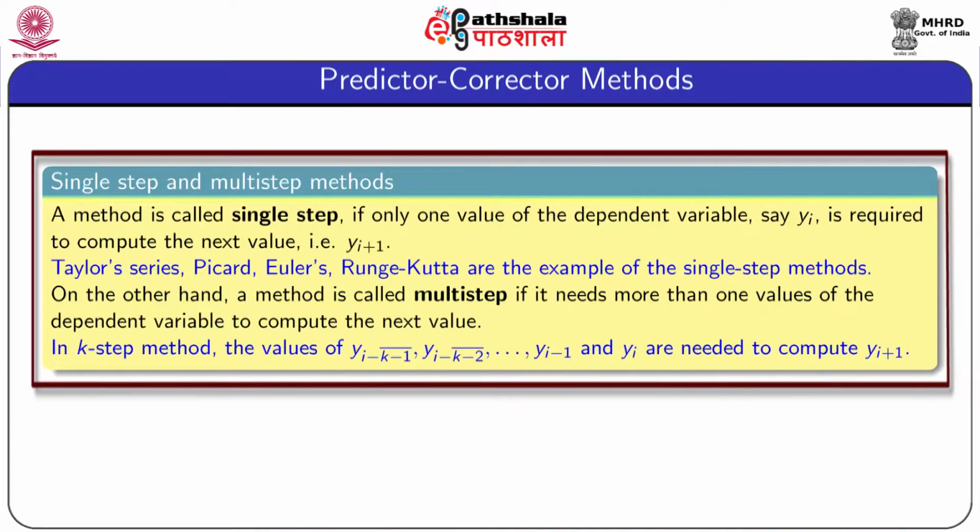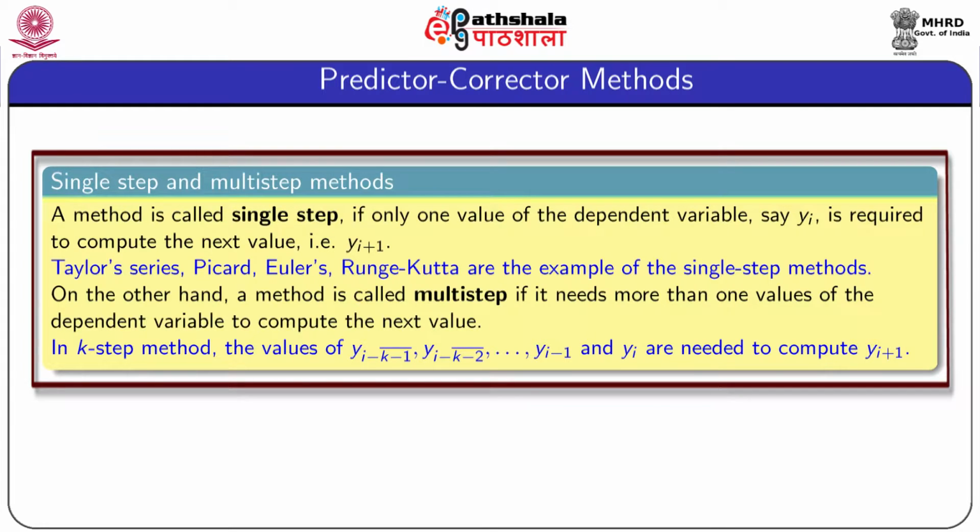Now, we consider two predictor-corrector formulae. One is called the Adams-Bashforth-Moulton method and the other is called the Milne-Simpson predictor-corrector formula in this module. First, we define single step and multi-step methods. A method is called single step if only one value of the dependent variable, say yi, is required to compute the next value, that is yi plus 1. The Taylor series method, Picard method, Euler's method, Runge-Kutta method are examples of single step methods.